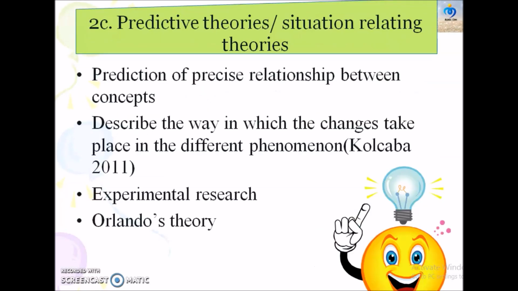Next is predictive theories, or situation relating theories. They predict the precise relationship between the concepts. This type of theory describes the way in which changes can take place in a phenomenon. An example is Orlando's nursing process. In Orlando's nursing process, if we are doing a proper nursing assessment and formulating a proper nursing diagnosis, and if the nursing interventions are based on the nursing diagnosis, the outcome can be predicted in the evaluation phase. This type of predictive theory is developed by experimental research.